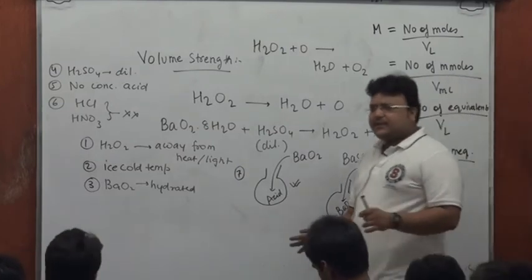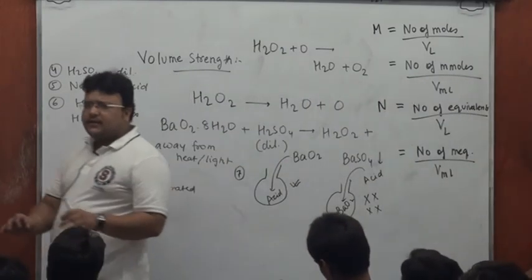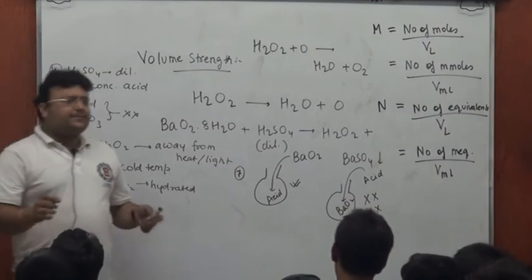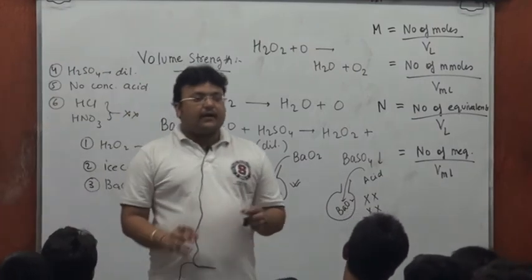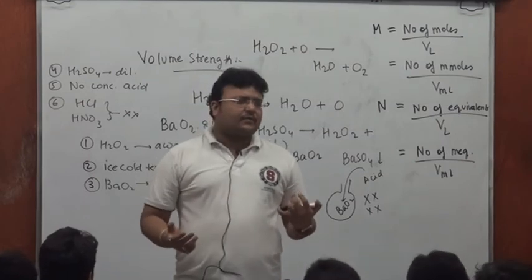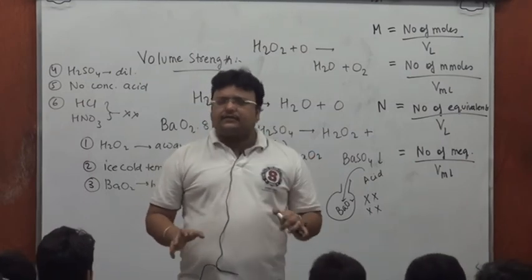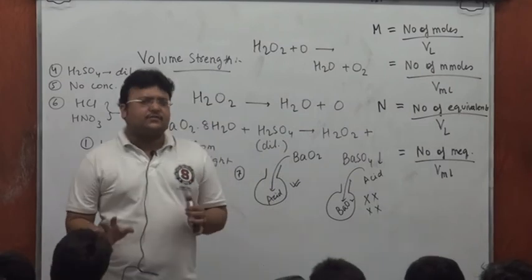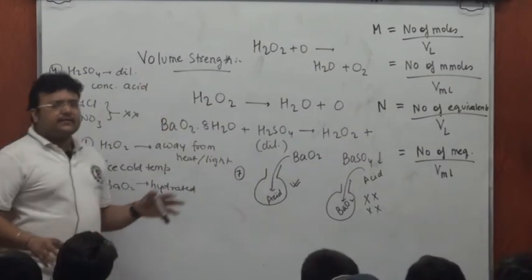Nitric acid, however dilute it is, nitric acid in a very dilute form still is a good oxidizing agent. Nitric acid is actually an amazing, very strong oxidizing agent. You'll learn that nitric acid is going to be one of the strongest oxidizing agents known. So nitric acid is an absolute no-no.